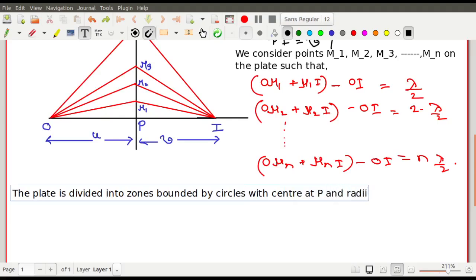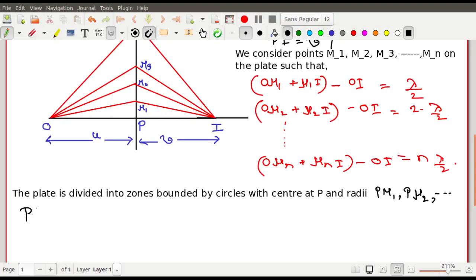And what is the radii? The first radius is PM1. I will write it myself. So with radii PM1, PM2, dot dot up to PMn, right? So this is my zone plate.